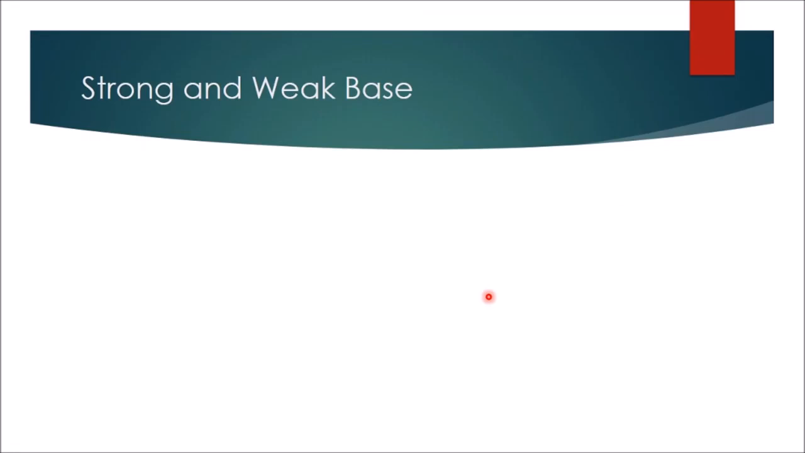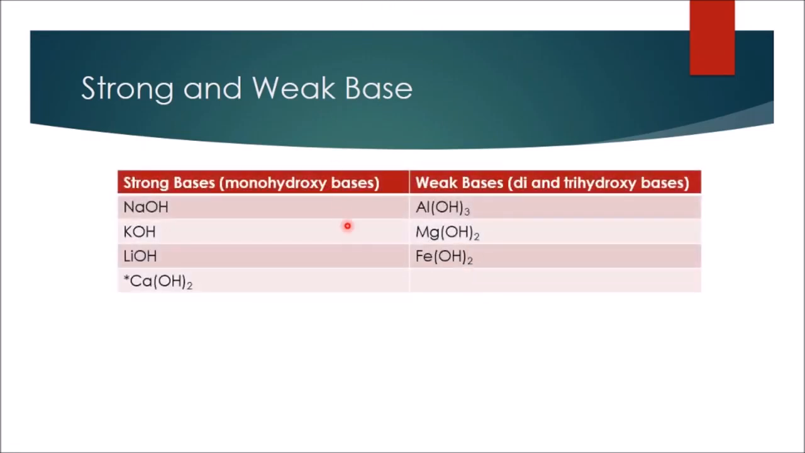Strong and weak base. Let's look at strong and weak bases. Monohydroxy bases: mono means one, hydroxy means OH ion. Any base that has one OH ion is always strong.